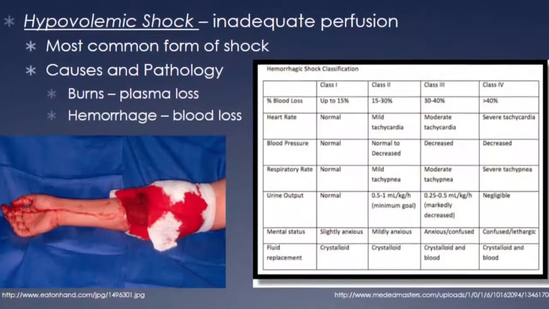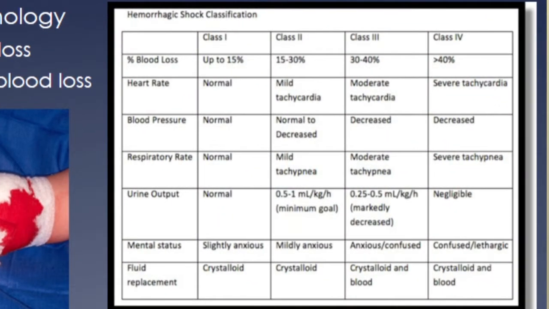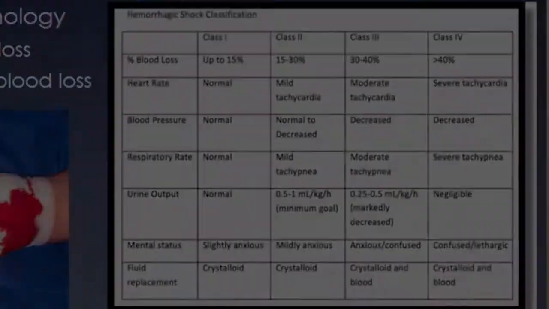And as you refer to your notes, you will see that there are different stages of hemorrhage or different classifications of hemorrhage. And they classify from class 1 to class 4. And dependent on the volume of blood loss that has occurred, the symptoms will increase in severity.